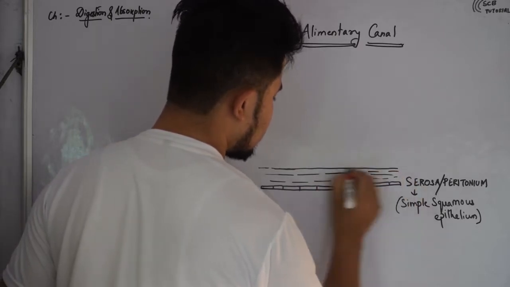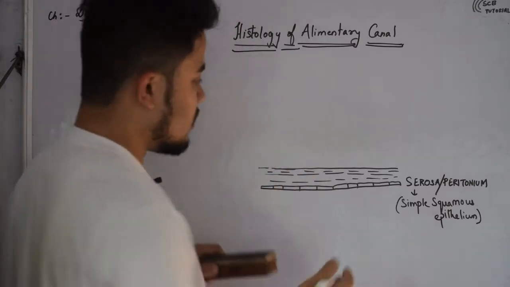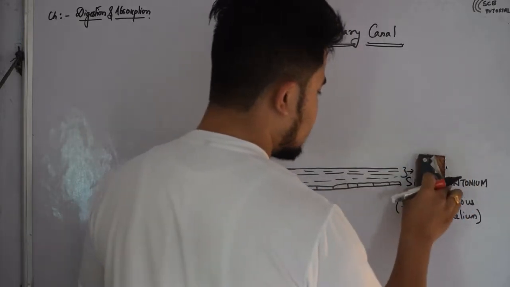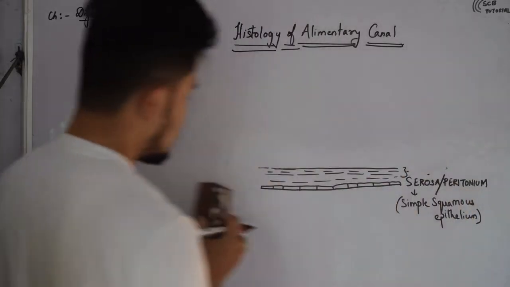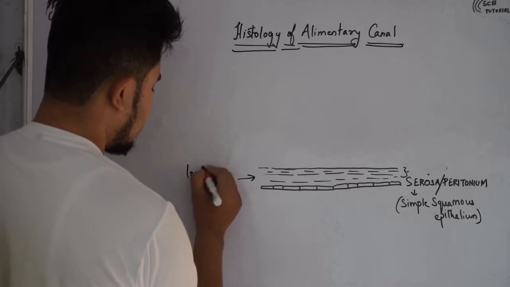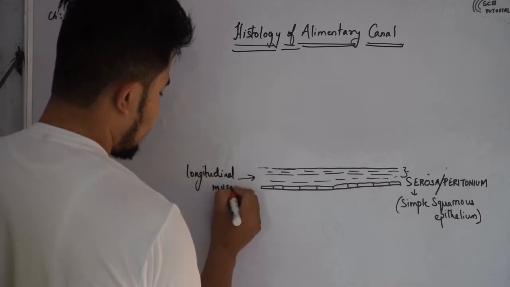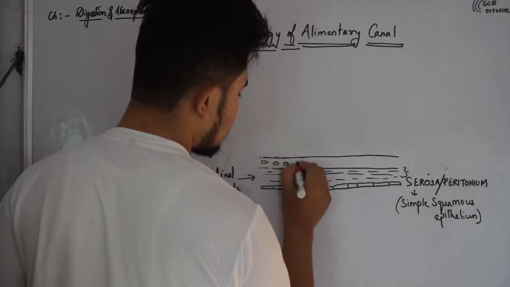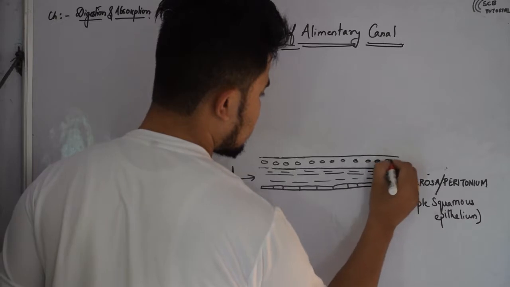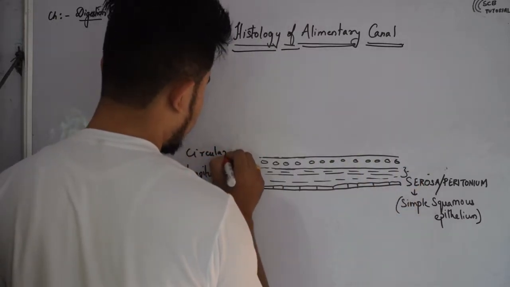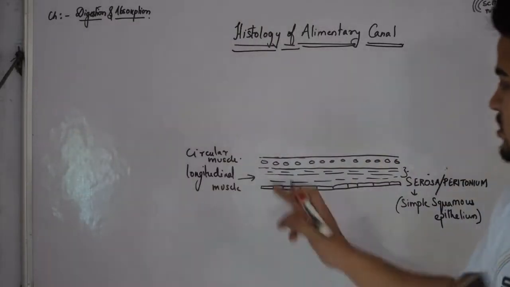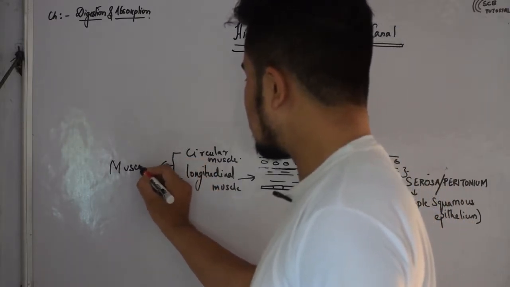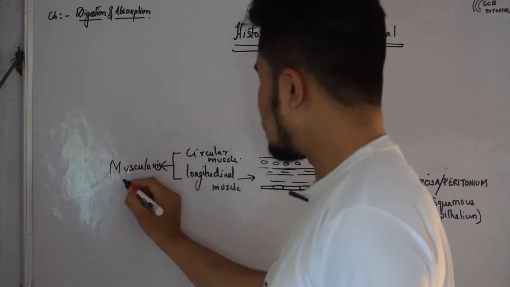Here we are discussing the transverse section, so I am drawing like this. This muscle is made up of longitudinal muscle. I'll write here, it is made up of longitudinal muscle. And above it, the muscular layer is made up of circular muscle. This longitudinal and circular muscle make the muscularis layer of the alimentary canal.